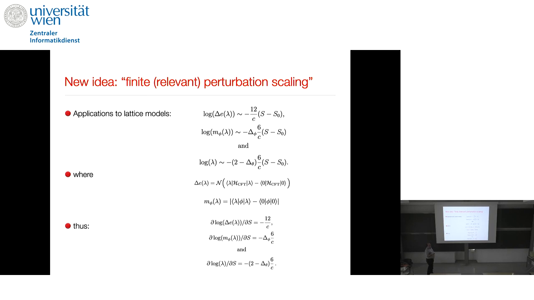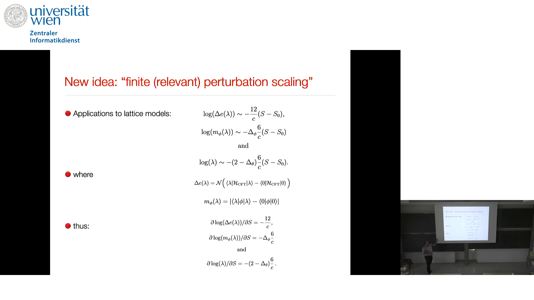Now, what we then do is take the log, for example, of this excess energy, or the logarithm of some local magnetization which you measure, or the logarithm of lambda. If you take the log on the other side, the exponential goes away, and you obtain linear relations. Then if you take these logarithmic derivatives, you get formulas which, for example, give -12/c. If you measure the excess energy as a function of lambda, and then take the derivative not with respect to lambda but with respect to entropy, then you get nice results.